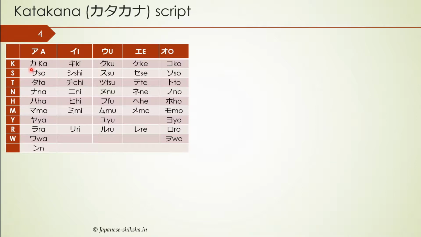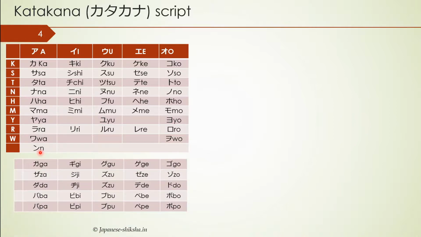Now katakana is a similar thing, only the characters are changed. Now this is what: ka, ki, ku, ke, ko, sa, shi, su, se, so, ta, chi, tsu, te, to, na, ni, nu, ne, no, ha, hi, fu, he, ho, ma, mi, mu, me, mo, ya, yu, yo, ra, ri, ru, re, ro, wa, wo. Okay, easy. Okay, yeah, it's easy.